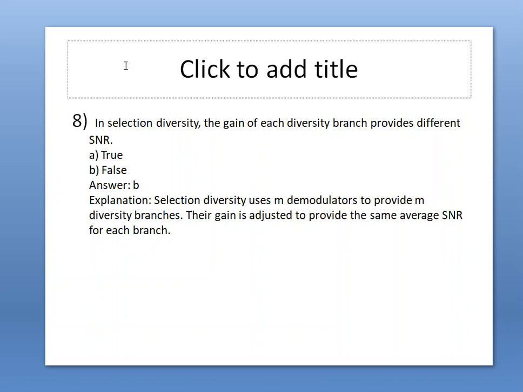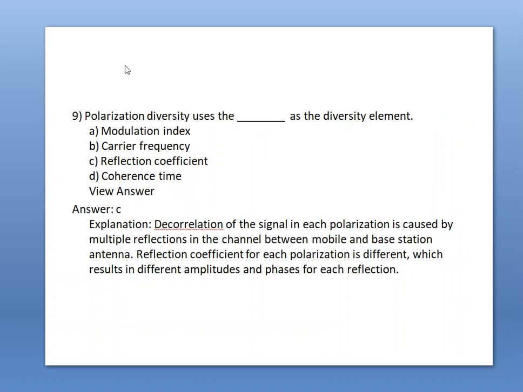Moving to the next bit. Polarization diversity uses dash as the diversity element. Option A, modulation index. Option B, carrier frequency. Option C, reflection coefficient. Option D, coherence time. The answer is C, completely based upon the reflection coefficient.